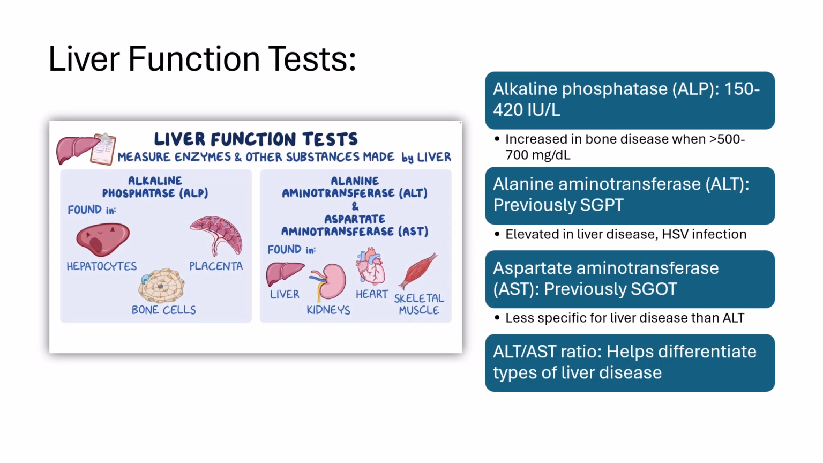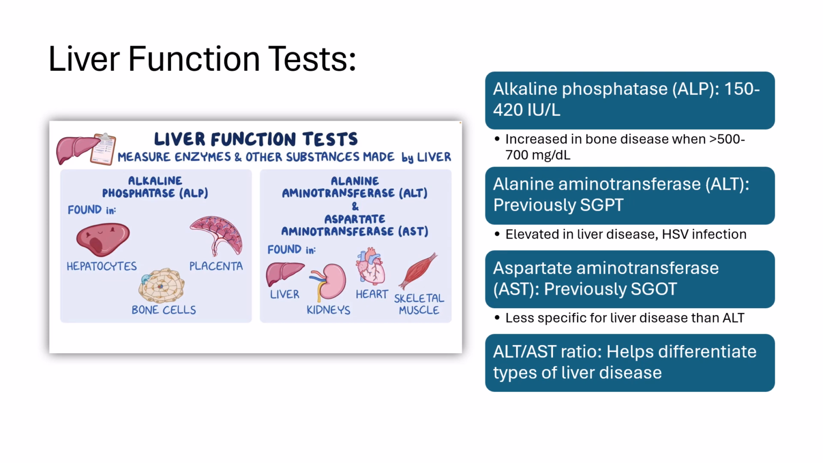Liver function tests are important to understand. Alkaline phosphatase typically ranges from 150 to 420 in neonates. When levels exceed 500 to 700 milligrams per deciliter, it suggests bone disease like rickets. Alanine aminotransferase, ALT, previously called SGPT, is more specific for liver disease than AST. ALT elevation is particularly important in herpes simplex virus infection.